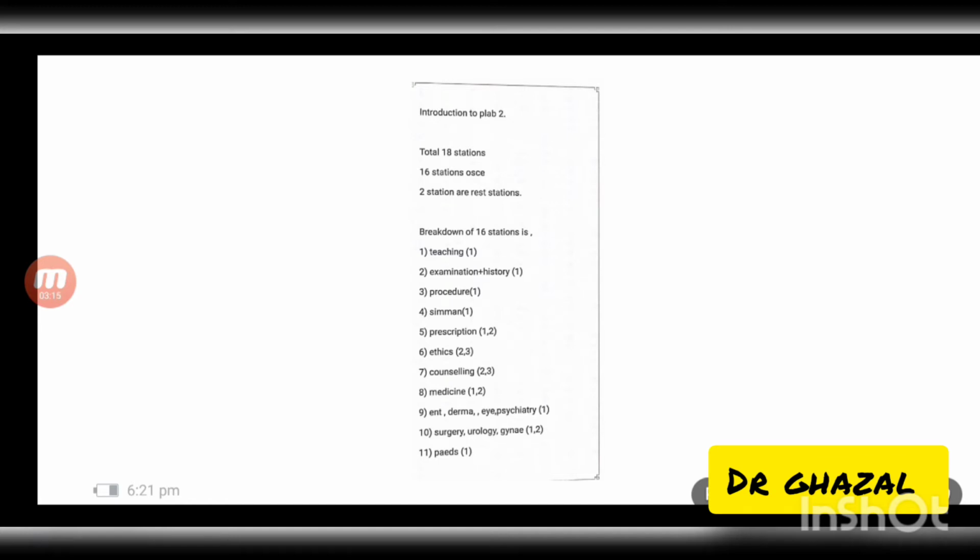So I have written the breakdown of those 16 stations like this. You will always have one station from the teaching category, where you have to teach someone like a nurse or an FY1 doctor. Secondly, there is always one combined station where you actually perform the examination with the history and the management. And there is always one station where you have to do a clinical procedure.